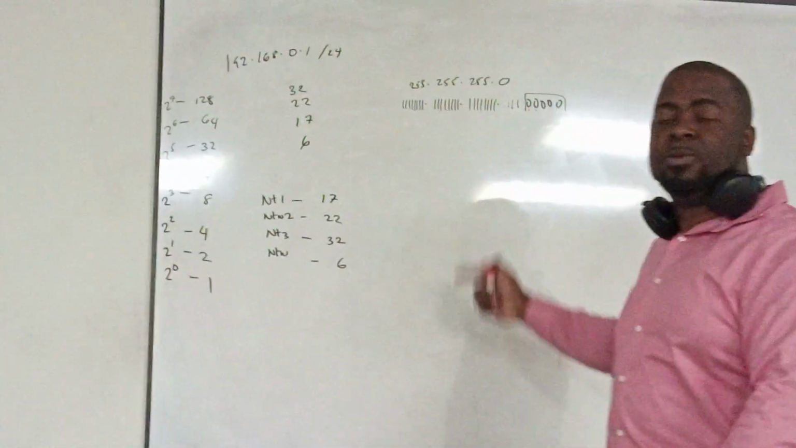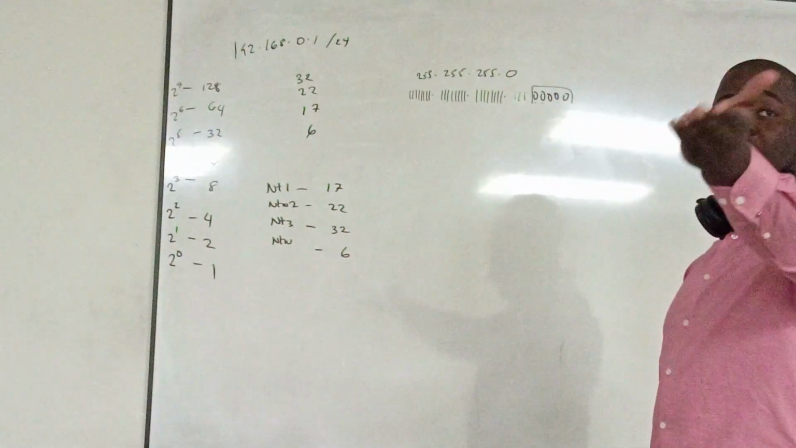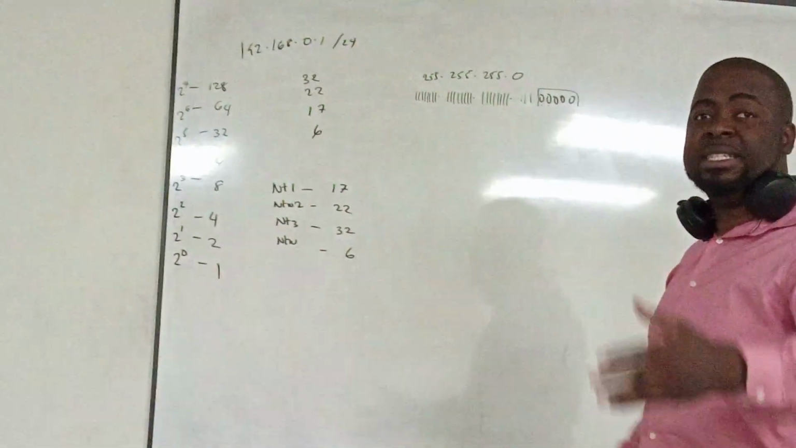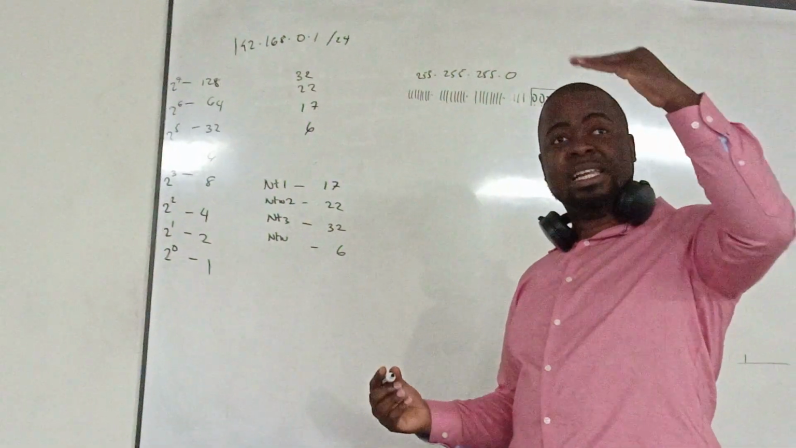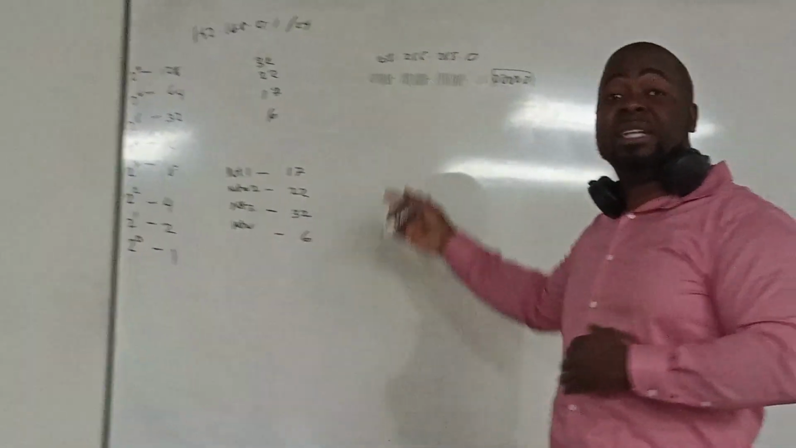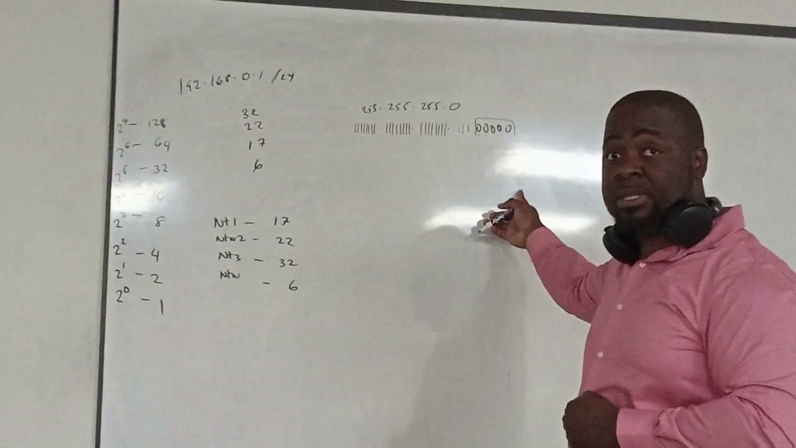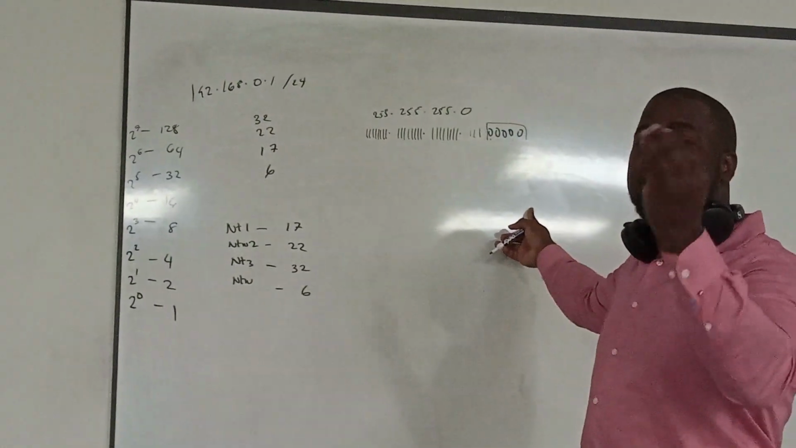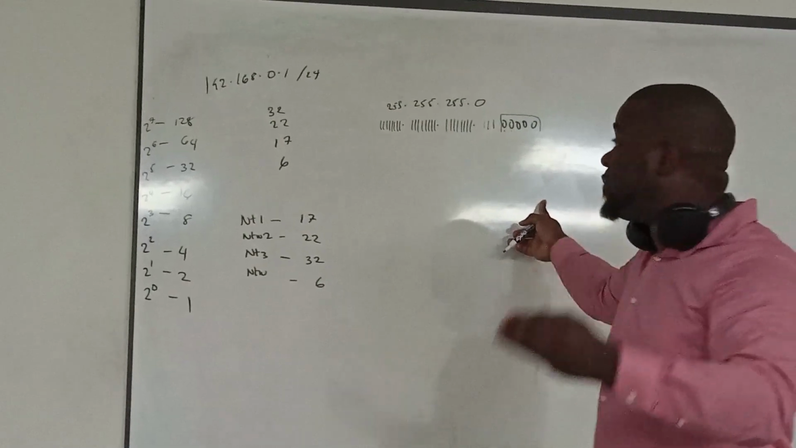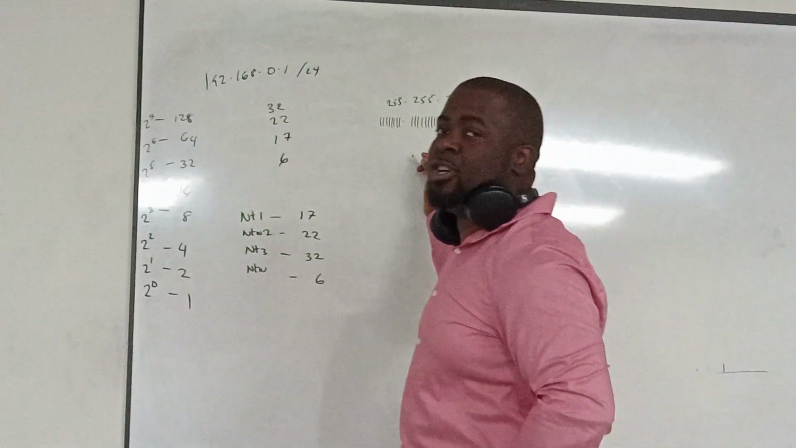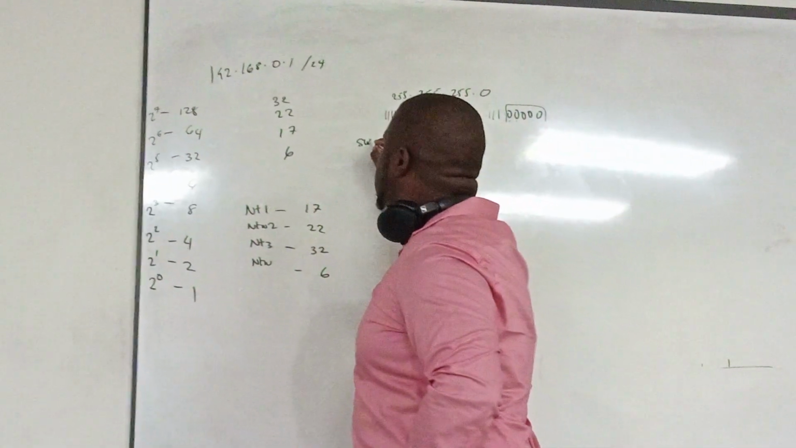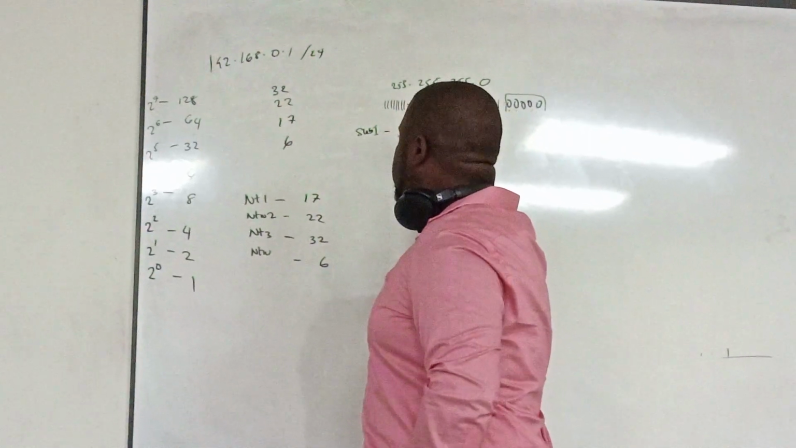Now, we know the subnet, we know the number of hosts. Let's now do what we've been doing before. Let's calculate the networks that we're creating. We know that the size of the network is what? 32 addresses, not 32 bits. So let's look at the subnet. Subnet 1 is what?